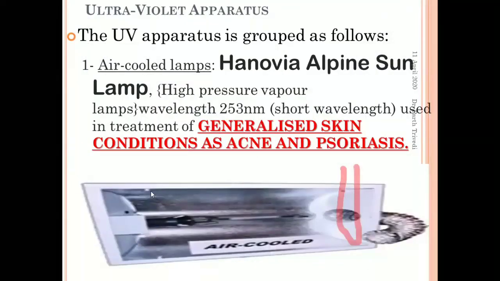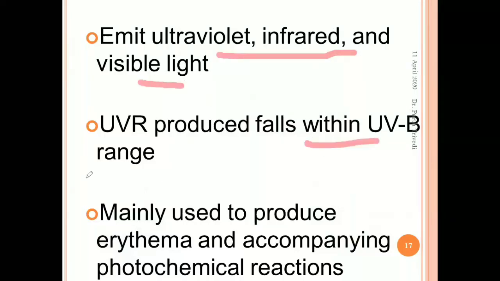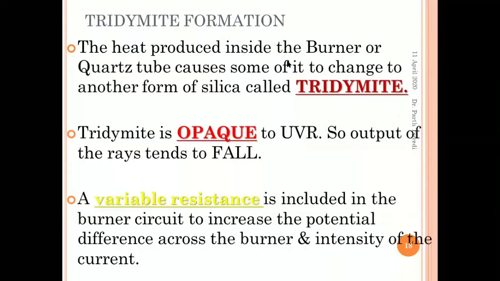And now in sun alpine lamps, it emits ultraviolet, infrareds, and visible light, which I have already mentioned. Clear? Falls within UVB range, mainly used for erythema purposes. The heat produced inside the burner or quartz tube causes some amount of it to change. That is known as tridymite. So this is very, very important. Your tridymite, which is opaque and the output reduces.